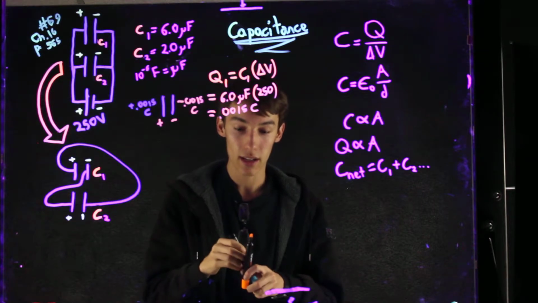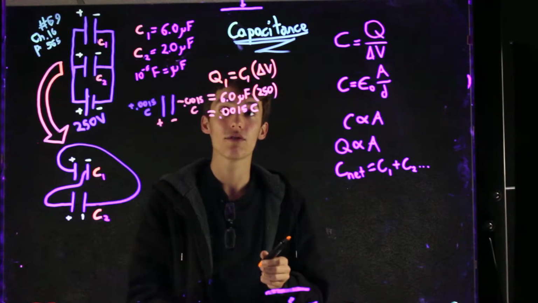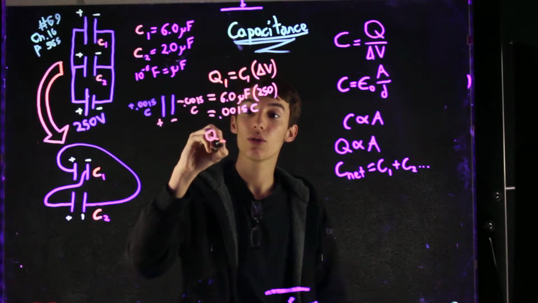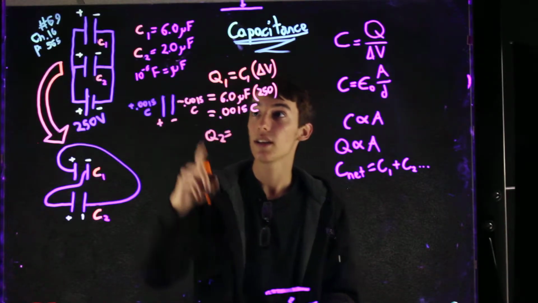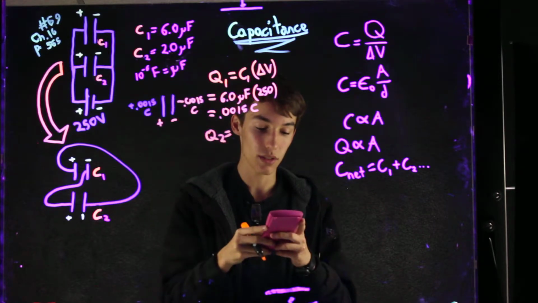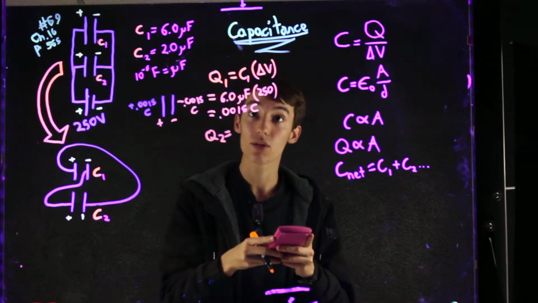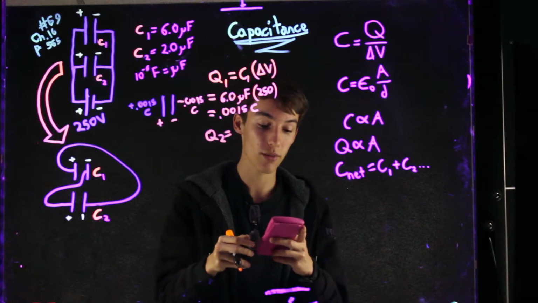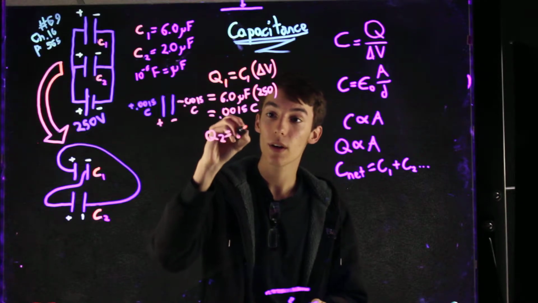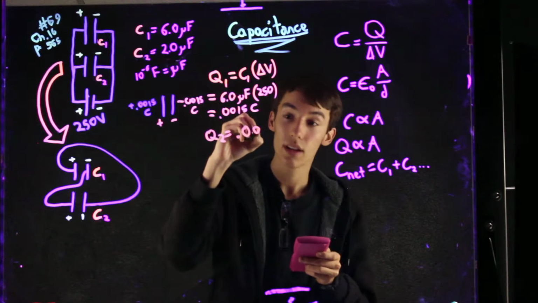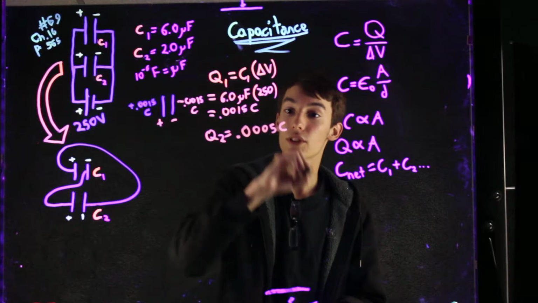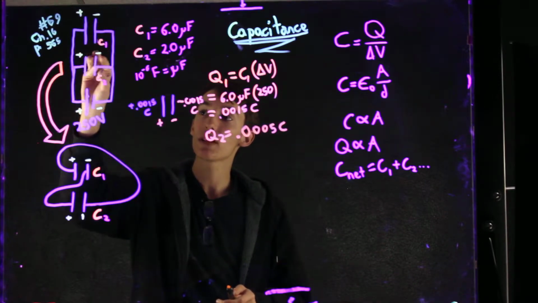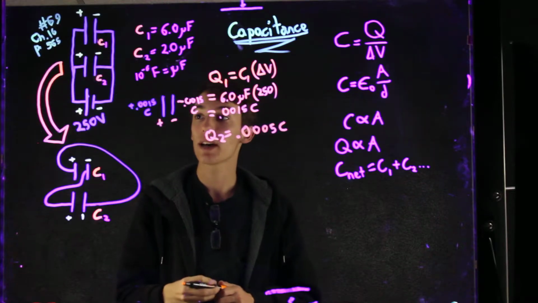Then we'll continue our calculation to find the charge on capacitor number 2, Q2, with a very similar procedure. It's going to be 2 microfarads times the 250 volts. Don't forget to account for the microfarad and not a normal farad, and that will give us 0.0005 coulombs of charge. So that is the initial charge across both of these capacitors. And right now those capacitors are separate.